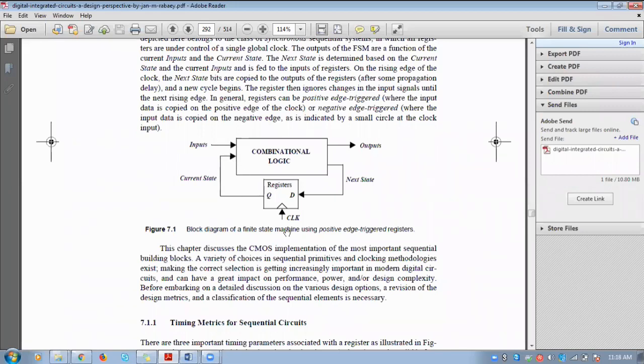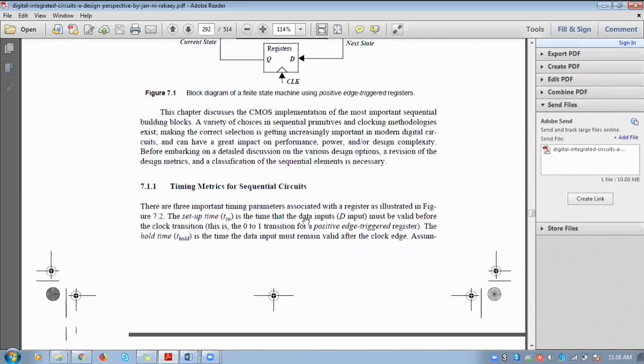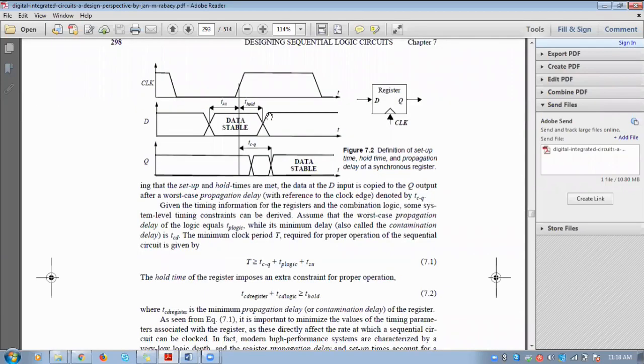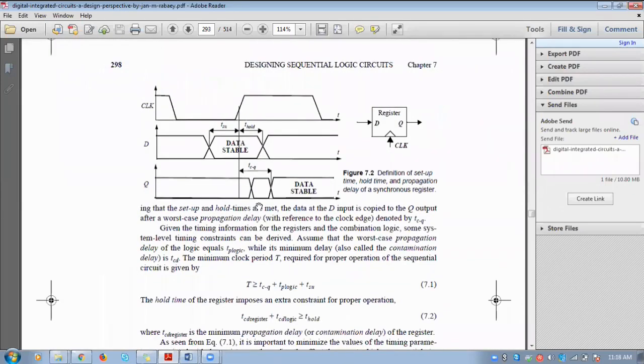So in this unit we will be seeing how this memory, these registers, can be designed. We will have two types, static registers as well as dynamic registers, and we will see in detail how we can build them. Initially we will be discussing some timing metrics like setup time, hold time, propagation delay, rise time, fall time, contamination delay, like that.